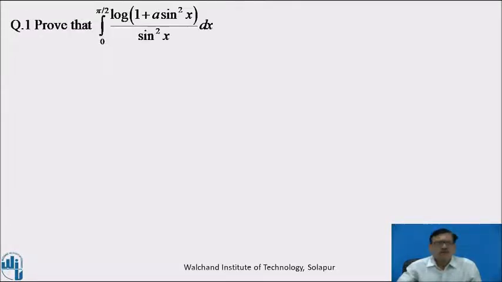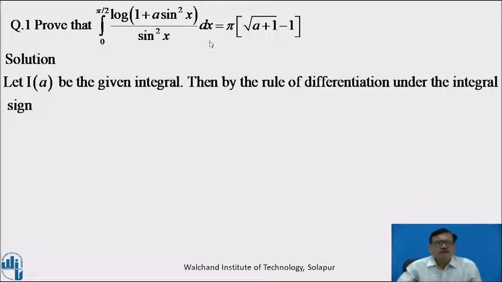Now we will solve one more example. Prove that the integration from 0 to pi by 2 of log of (1 plus a sin square x) by sin square x dx is equal to pi into bracket square root of (a plus 1) minus 1. Here, let I(a) be the given integral, because the integral consists of a parameter a, therefore the value of this integral is a function of a. That is why let I(a) be the given integral.